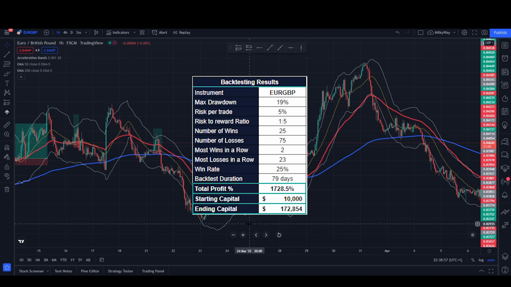The drawdown is relatively low. That was basically due to the fact that we were moving the stop loss to break even. We had a lot of losses that were recovered. The profits were recovered from moving the stop loss to break even. So that's a pretty good way of managing your losing trade.